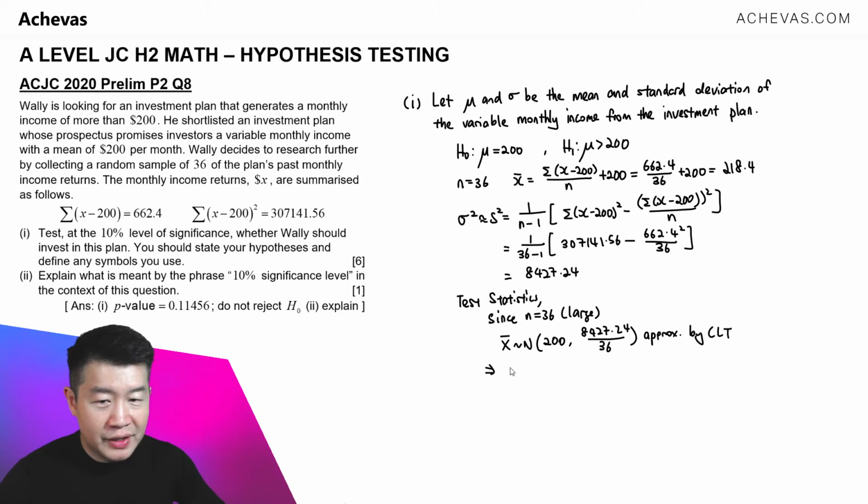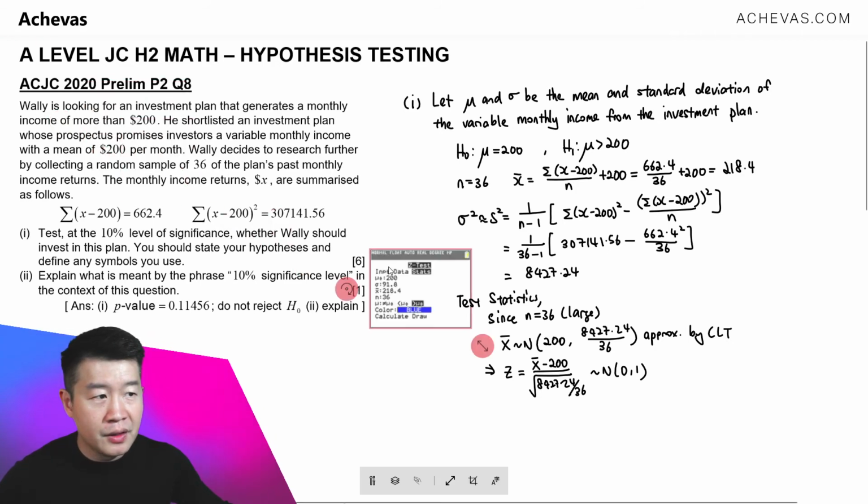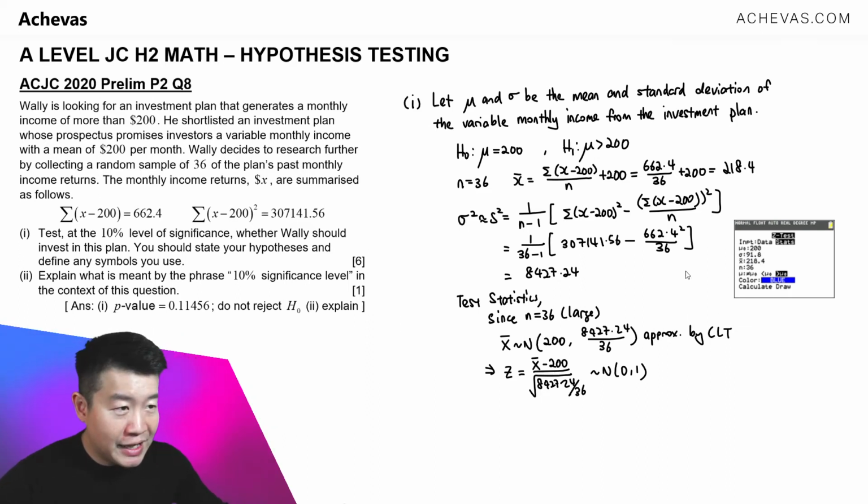We can write down the standardized version of this. X bar can be standardized into Z by writing it as X bar minus its own mean, divided by its own standard deviation, which is the square root of 8427.24 over 36. And this follows a normal distribution of 0, 1. Now we're ready to press this into our calculator to get the p-value. Let me show you what I've gotten in the calculator. The population mean is equal to 200. The population standard deviation is 91.8, which is the square root of this. X bar is 218.4, n is 36, and we are looking at a right tail test because H1 says that mu is bigger than 200.